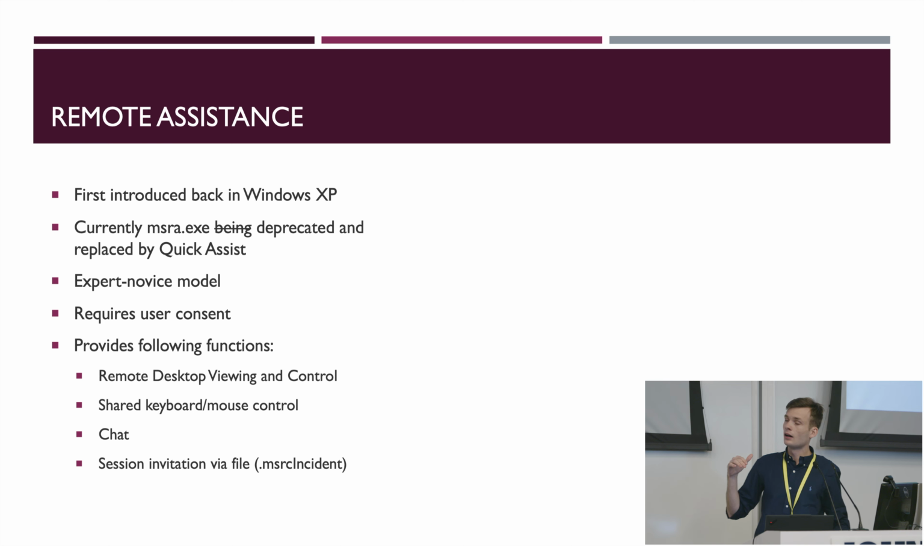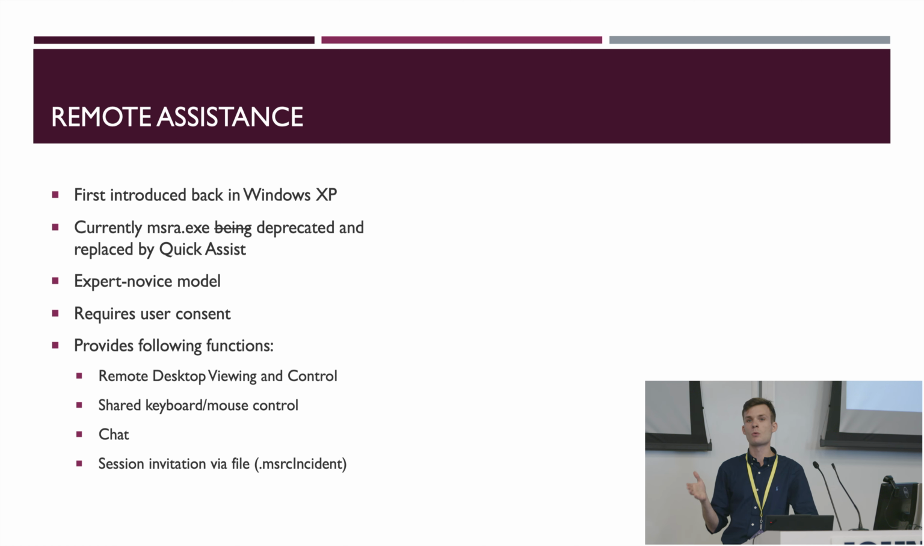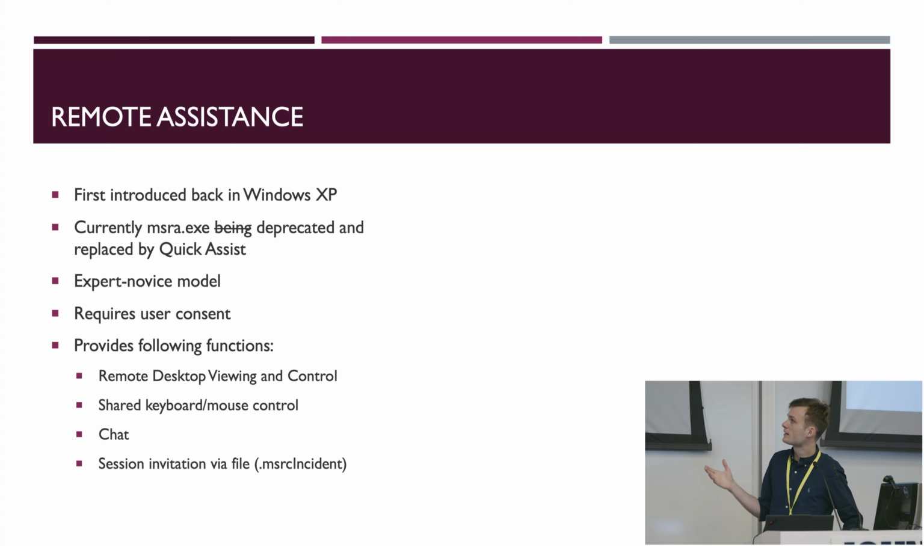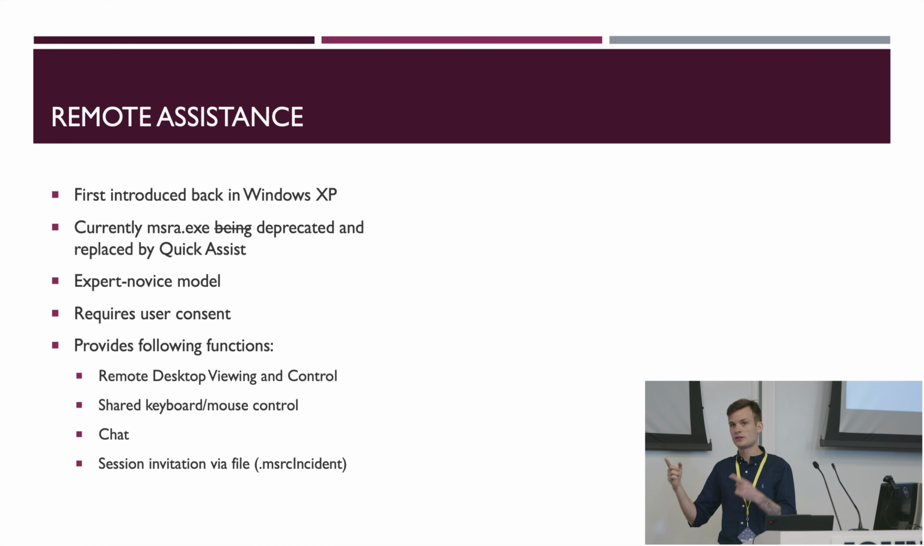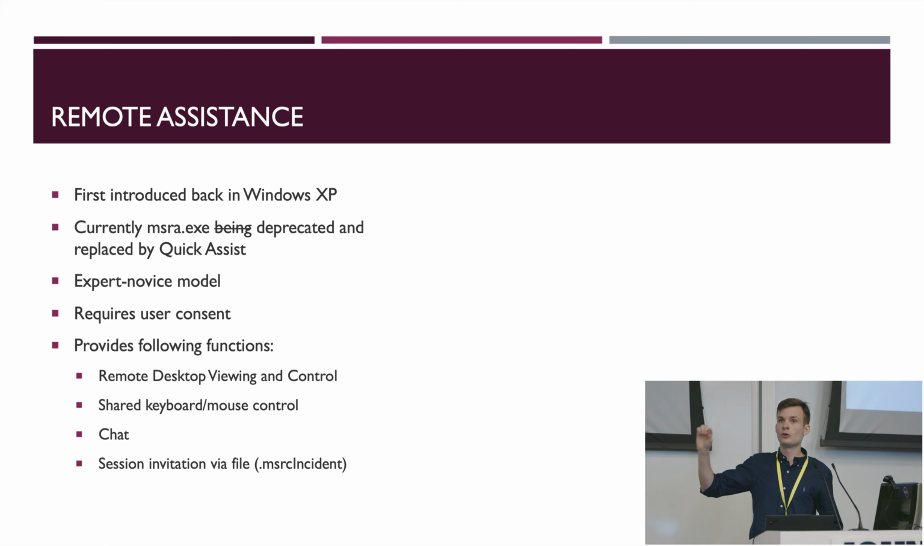To my current knowledge, remote assistance is either being deprecated or already has been, and replaced by something called Quick Assist that you need to install from the Windows Store. Remote assistance uses the expert-novice model, which means the novice generates something called an invite, encrypts it with a password, sends the password using one way of communication, and the invite the other way. So, yeah, when the expert uses both of those things to connect, it will always prompt the novice. So it's explicit, to grant explicit permission to access.